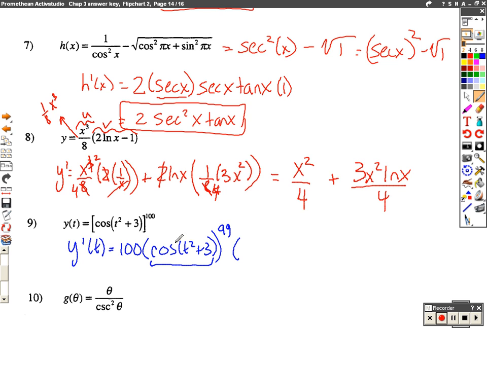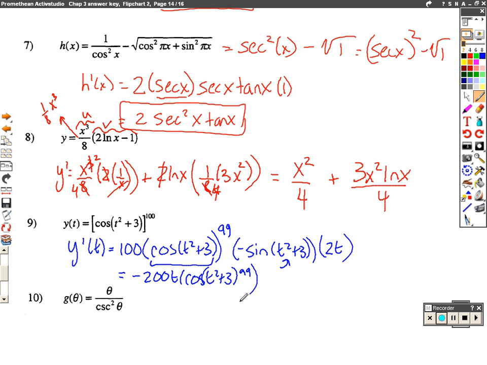So the derivative of the inside has its own outside and inside. The derivative of the cosine is negative sine, and we must leave the inside the same, times the derivative of that last inside part, which is actually 2t. So putting it all together, you could take that 2t, the negative, and the 100, and multiply those to get all three things together. So you get negative 200t times cosine of t squared plus 3 to the 99th power times sine of t squared plus 3.